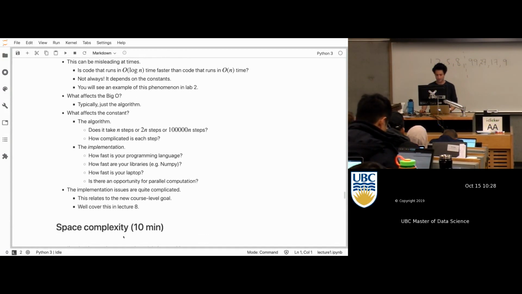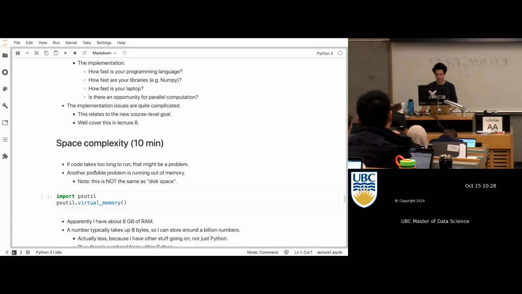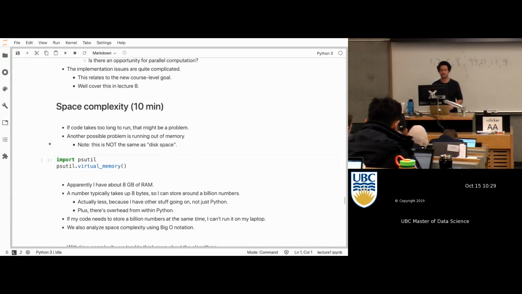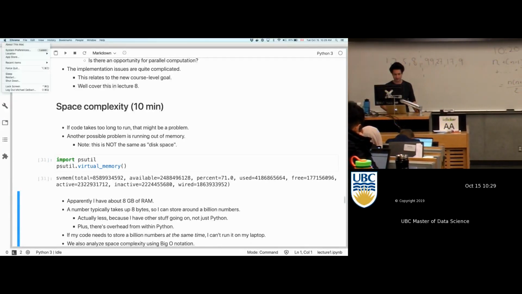Okay, moving on. Space complexity. Space complexity is about this issue of memory. My computer has, you can do this on your computer too, about this Mac or whatever.